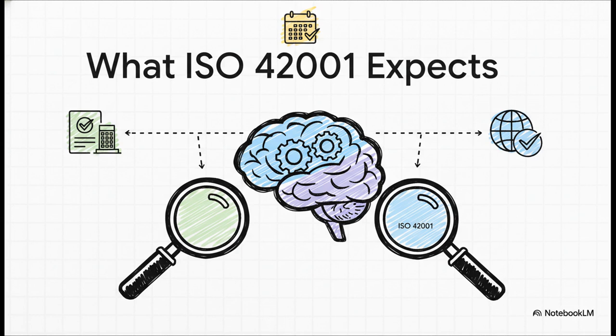And the goal is really twofold. You're checking that your AI management system, we'll call it an AIMS, lines up with your own internal rules, and at the same time, you're checking that it meets all the requirements of the actual ISO standard. So you're being measured against your own promises and the global rulebook.